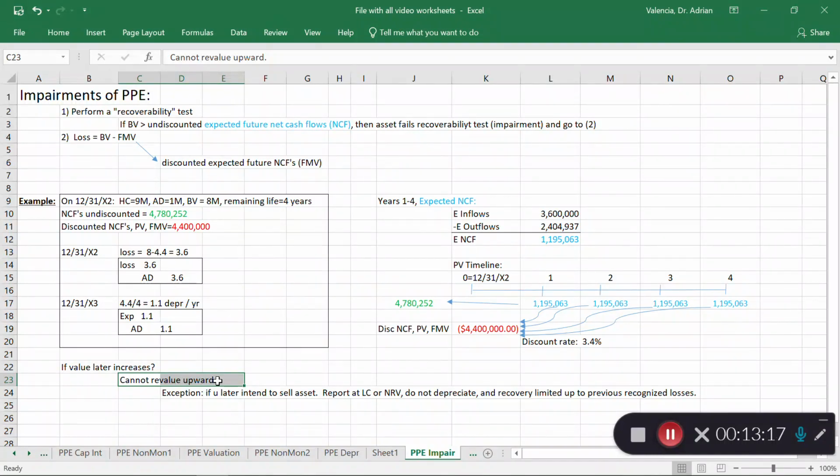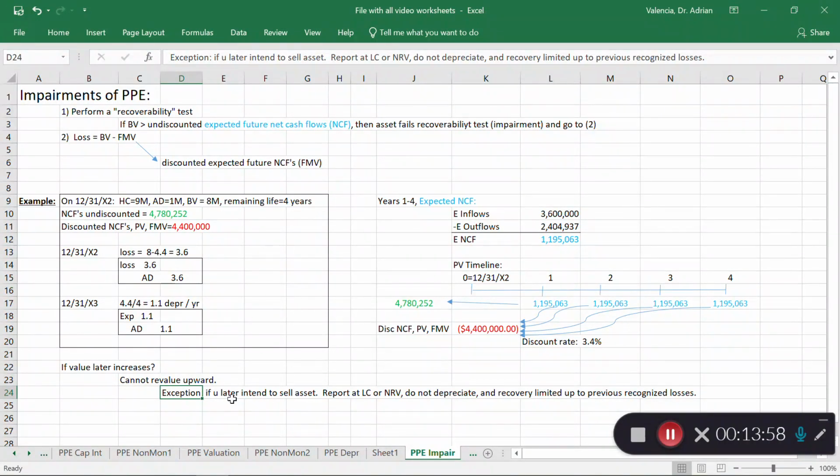There is an exception, and that we may want to keep in mind. If for some reason you later intend to sell this asset, so in other words, you stop using it as property, plant, equipment. It's no longer an asset classified as property, plant, equipment, and now it's classified as intended to be sold. Well, when that happens, obviously you don't depreciate it anymore. Okay, you're not going to depreciate because you're no longer using it as property, plant, equipment. But if that is the case, even though we are not depreciating it, you may be able to write it up to recognize previous losses recognized.